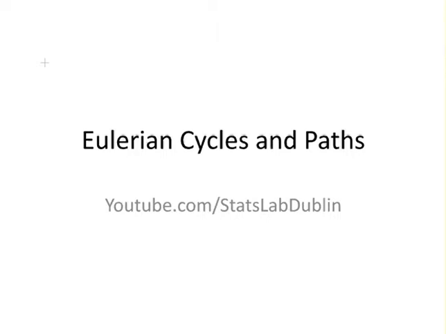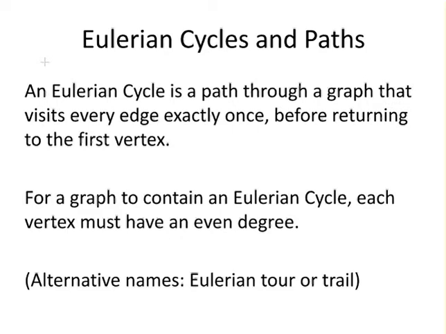In this presentation we're going to look at Eulerian cycles and paths. An Eulerian cycle is a path through a graph that visits every edge exactly once before returning to the first vertex. For a graph to contain an Eulerian cycle, each vertex must have an even degree. That's quite important, so I'm just going to highlight or underline that: each one must have an even degree.